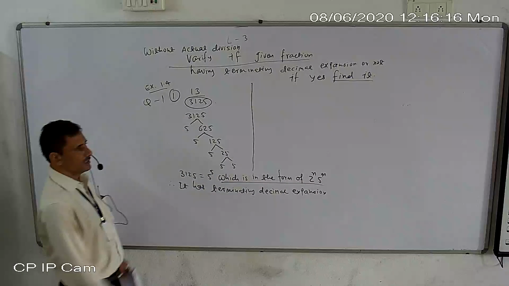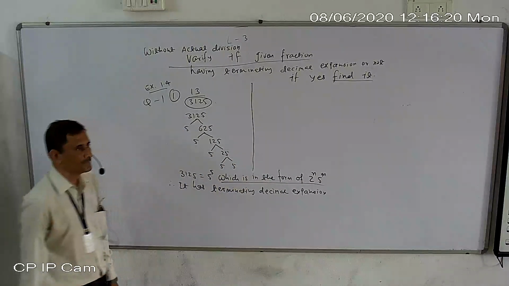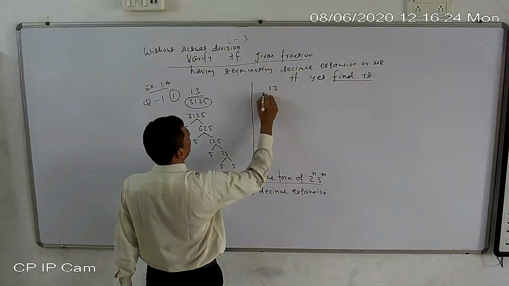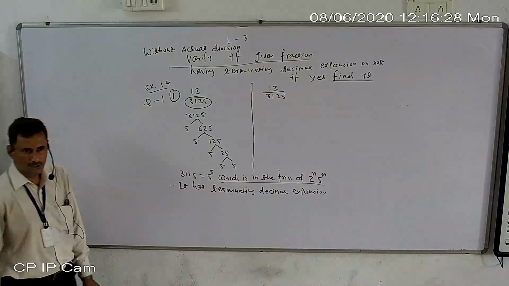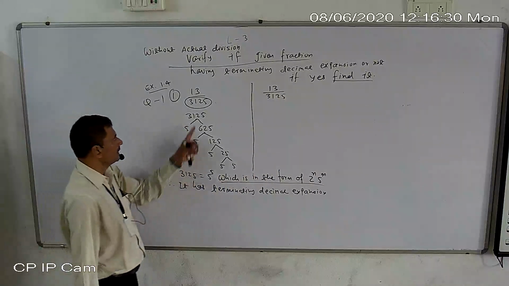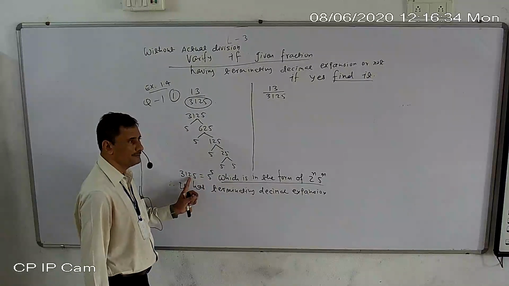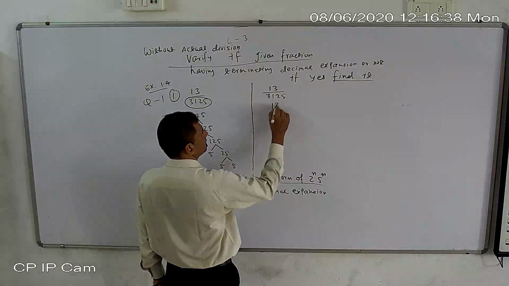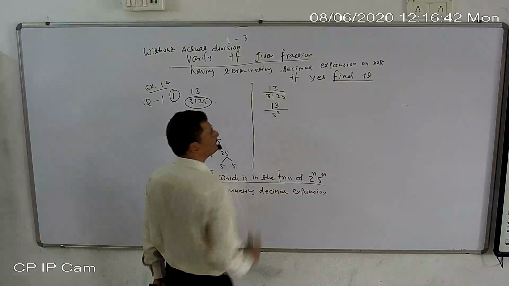In the exam also you can write it this way. Now write the full fraction again, 13 upon 3125. Just copy the given fraction. Now write down the exponential form of the denominator. So instead of 3125, I am writing here 5 raised to 5.